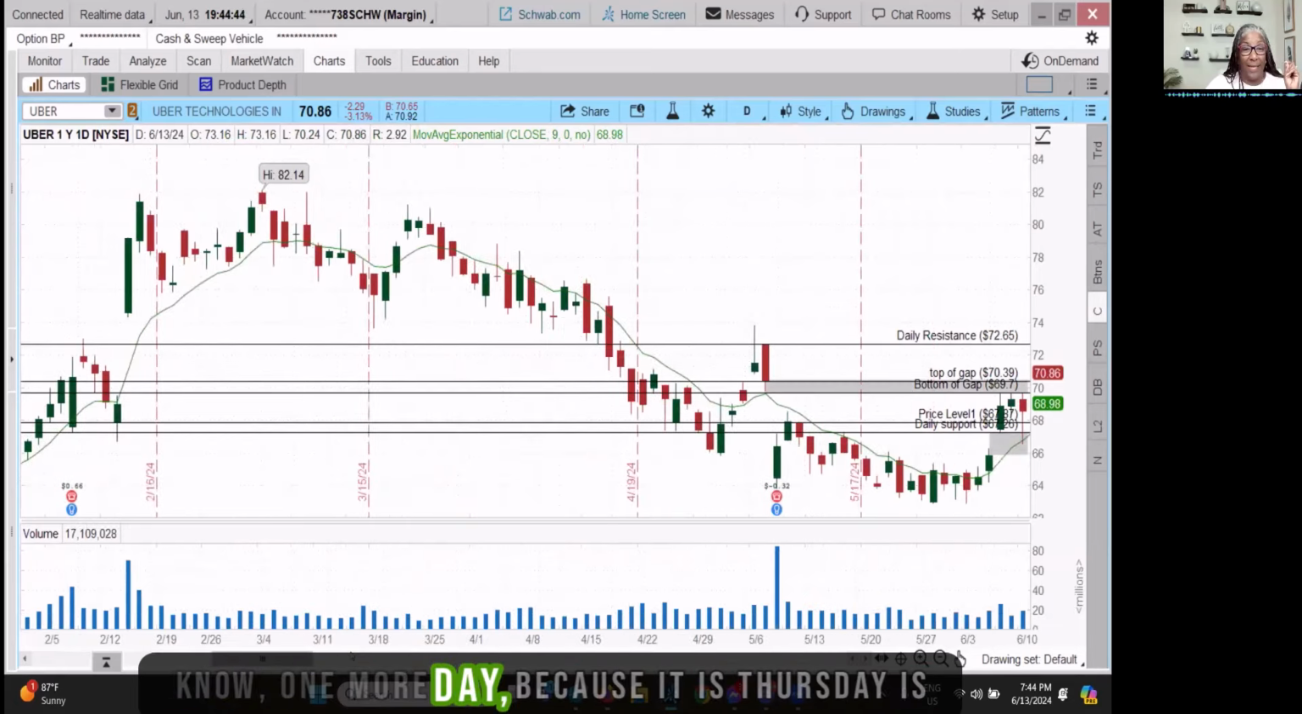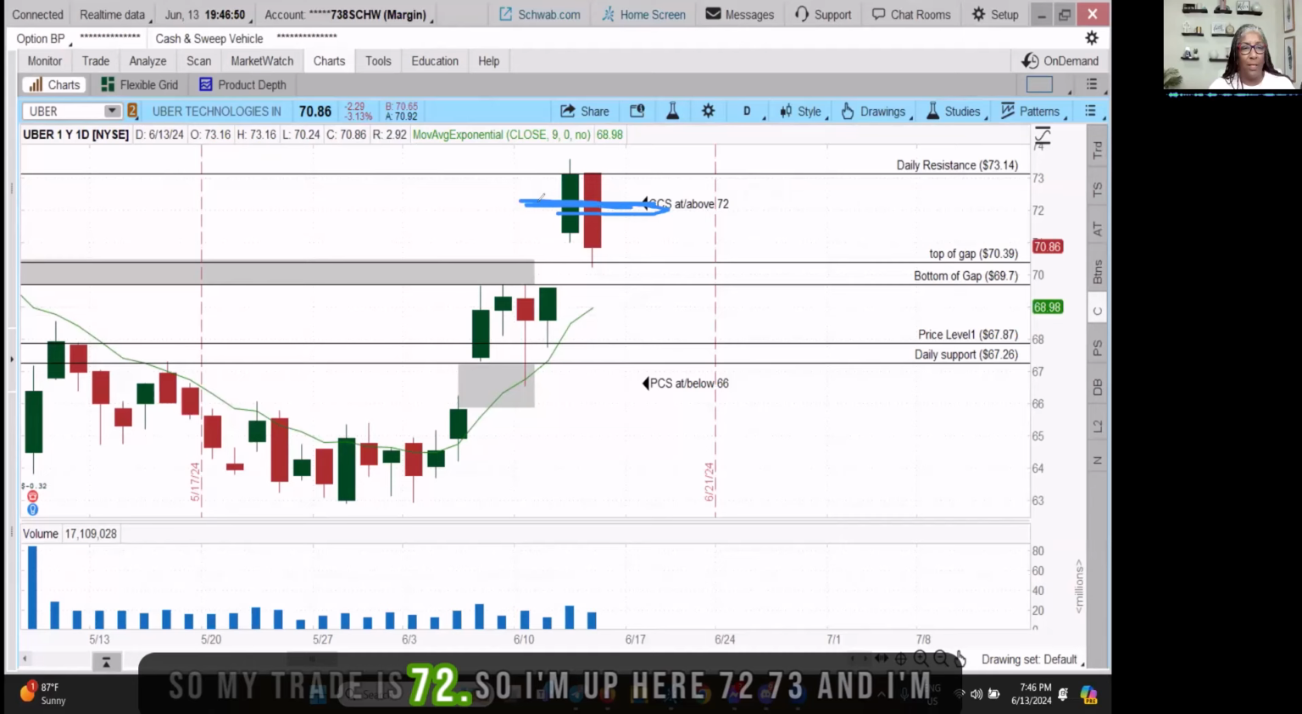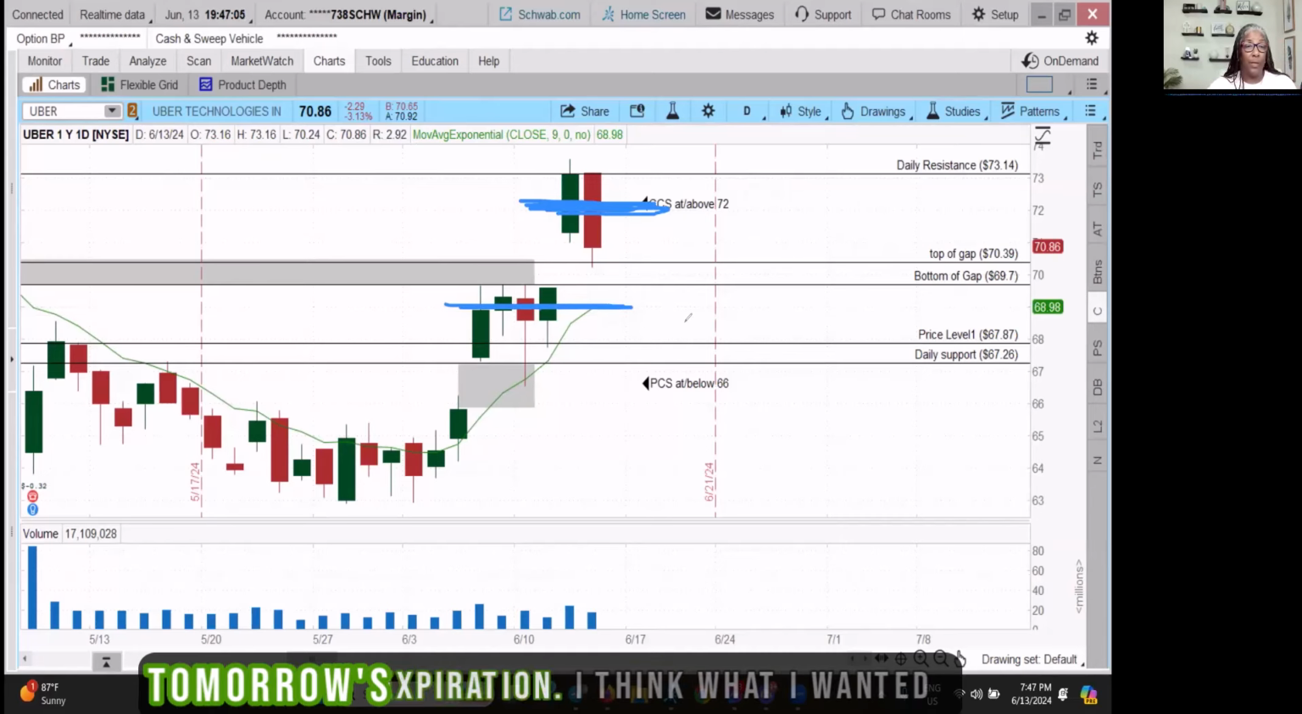And then I'm at 68 or 69. It might be 68. I feel like it's 68 down here. So my trade is 72. So I'm up here 72, 73, and I'm at 68, 69, and 69 should be right in here. So I'm on opposite sides of the gap for tomorrow's expiration.